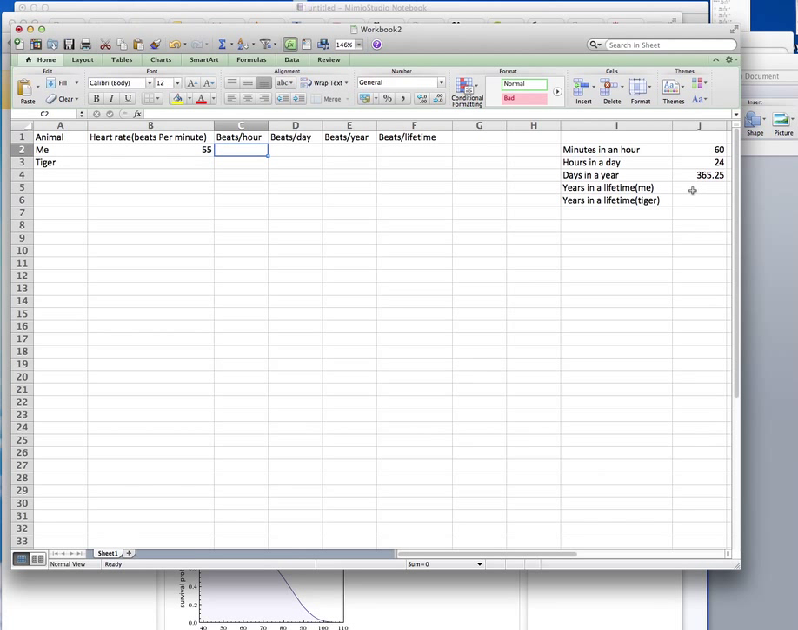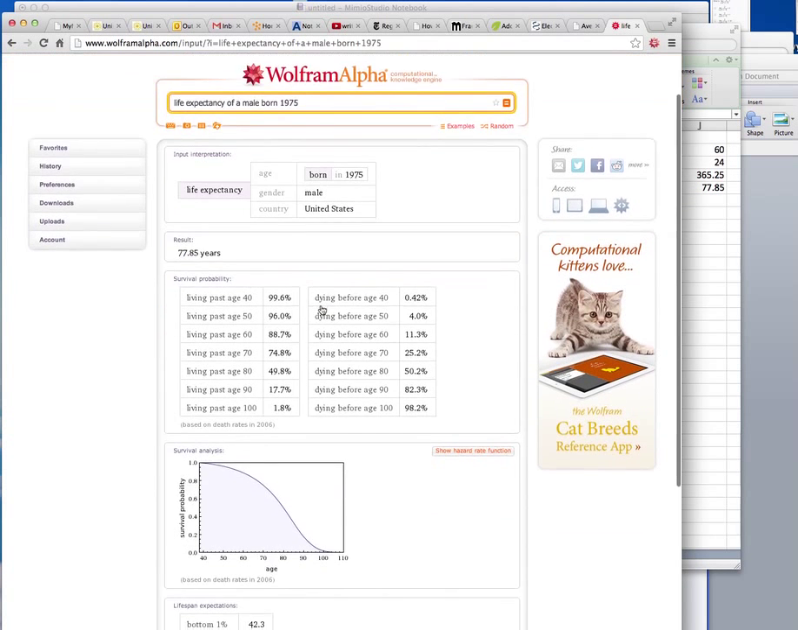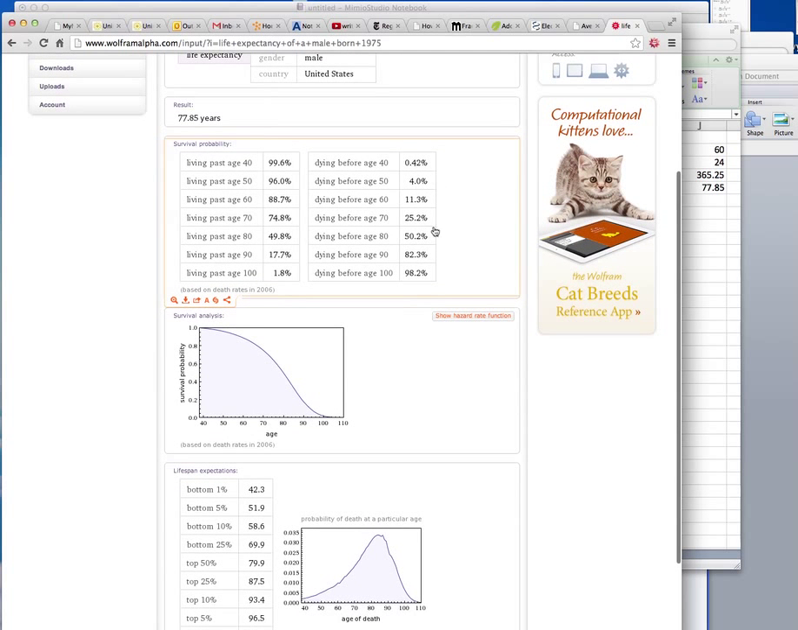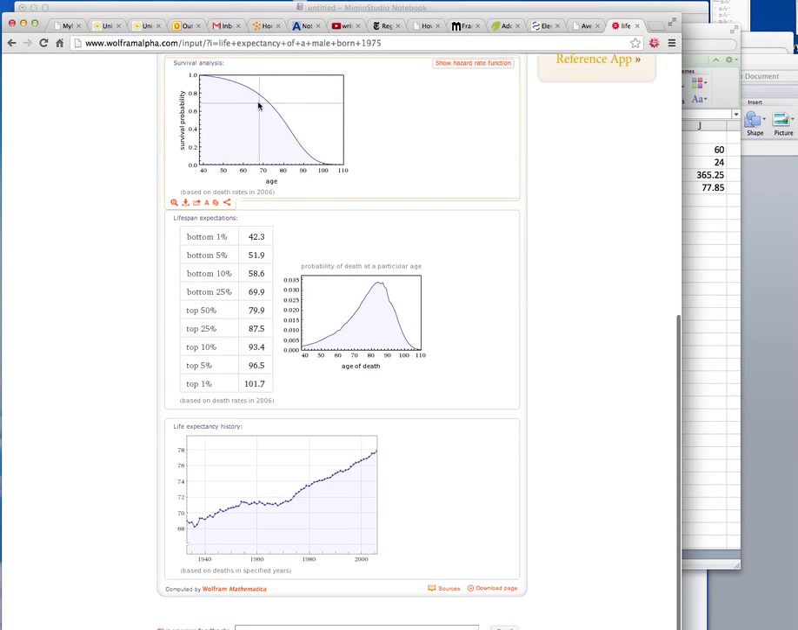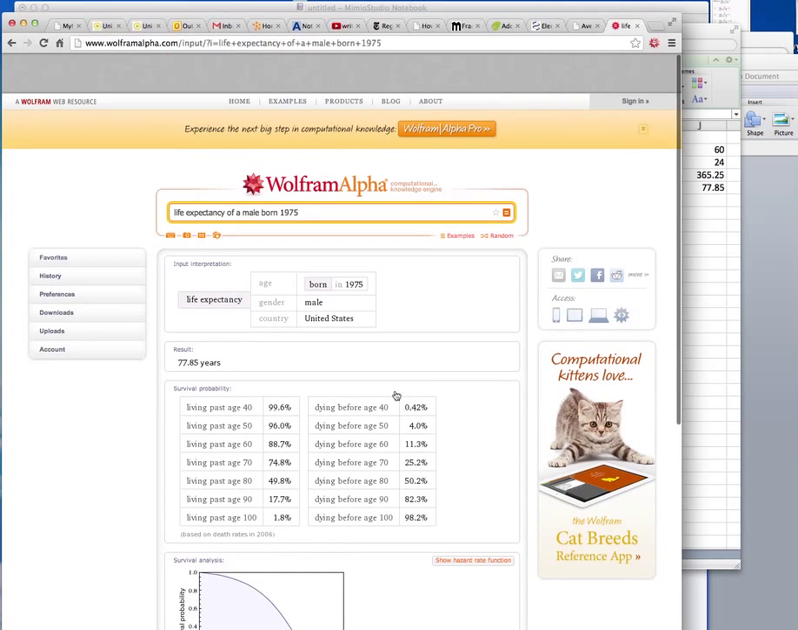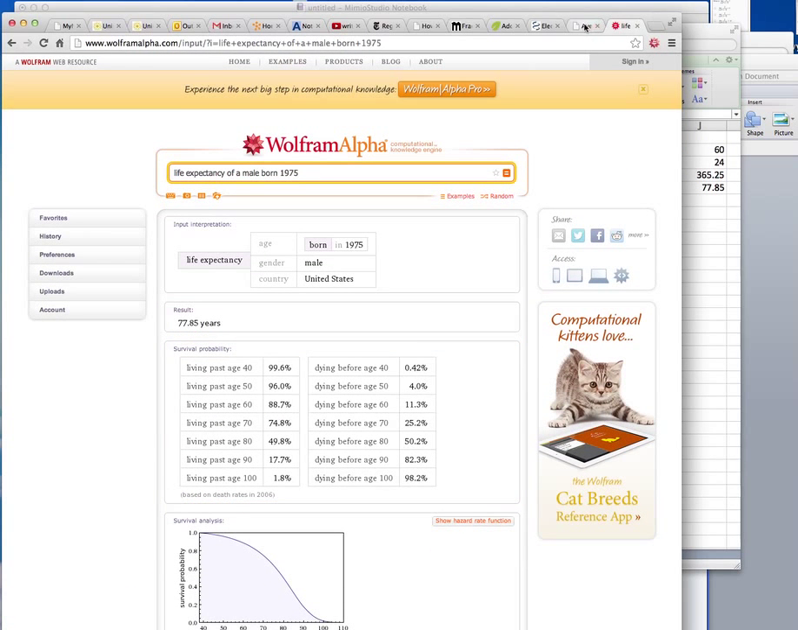So I'll fill that out and put 77.85. Just numbers. I won't give them labels, because then Excel won't be able to compute. But if you want to figure out your percentage chance of living past 40, 70, whatever you have, it has a little analysis on everything, the bottom part. Wolfram Alpha is kind of neat. It does a lot of other things too.